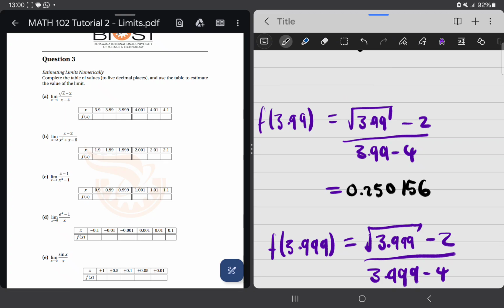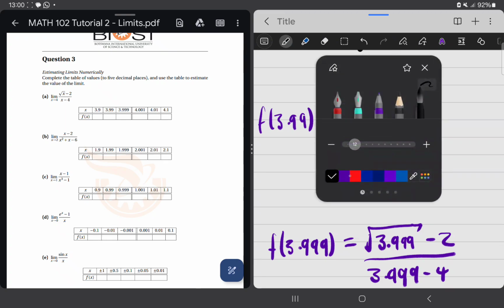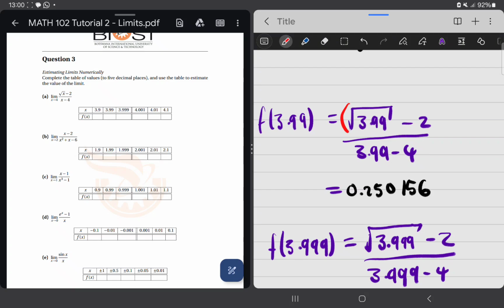So for you, if you're punching with that sharp calculator, the older one, you'd open 2 brackets. Open bracket for everything which is going to be in the numerator. Then you open another bracket. You say square root of 3.99, you close. You say minus 2, then you close. Then that is what you have. Then you can say divided by, you can open bracket and say 3.99 minus 4, you close bracket.